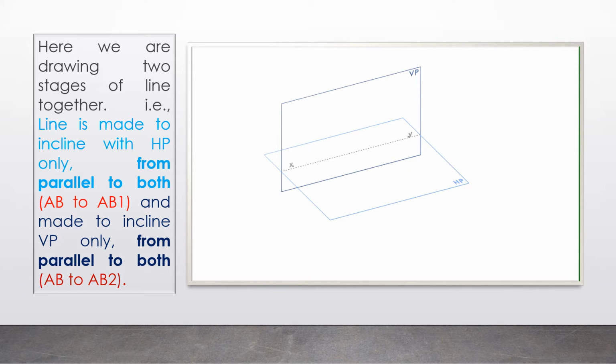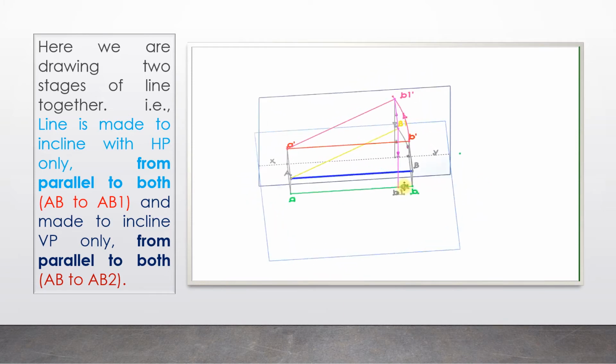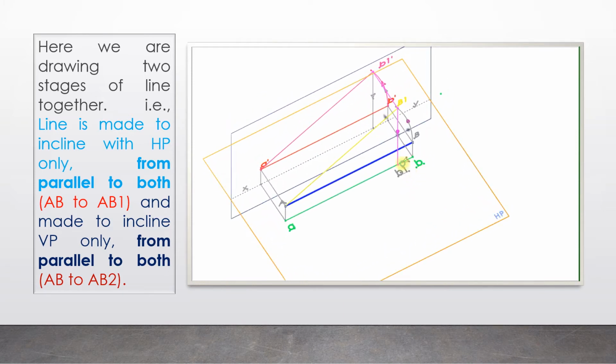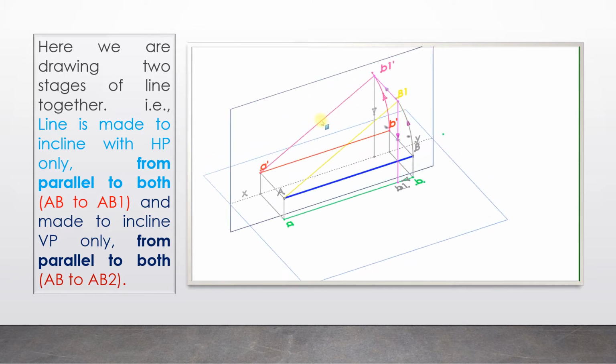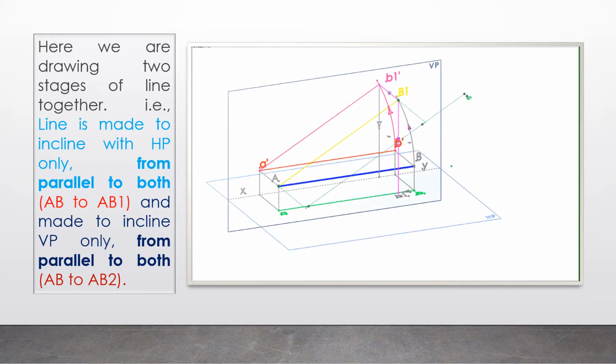So AB becomes AB1 at the second stage, and AB2 will be the third stage. So B becomes B1, that is, it makes inclination only to HP. This is what we studied in an earlier slide, and the conclusions were drawn, and we call it rule 3 and rule 4 for inclination to VP.